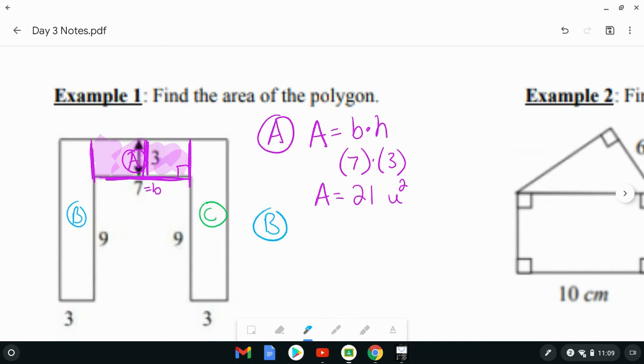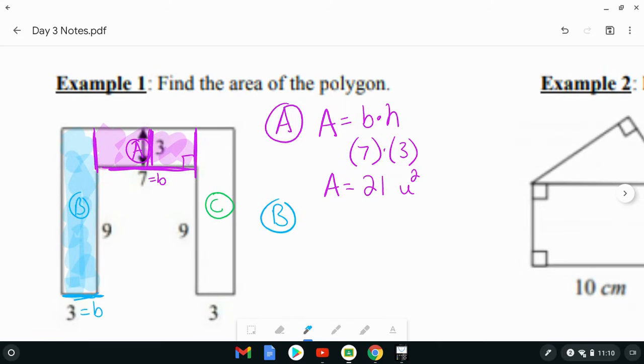Shape B, finding the area of this shape. Again, it's a rectangle, so we use the same formula, base times height, but the lengths are different. Let's start with the base. We're already given it as 3. That's the full length of that bottom side. Now we need to find the height. Be careful, because what I have seen in the past from some students is they want to just put the 9 as the height. But if you look, 9 is only the distance from the base up to this point. If you go across, notice that's not the full length of that rectangle. So even though this is 9, it doesn't represent the full height.